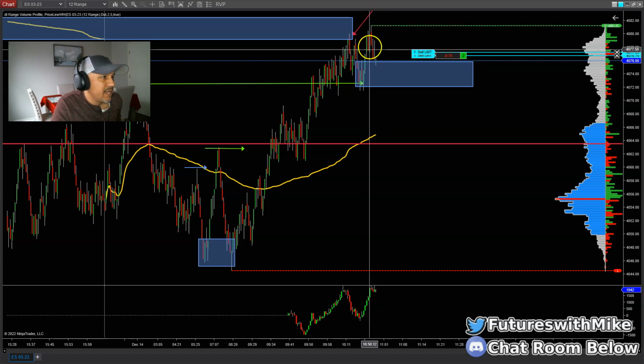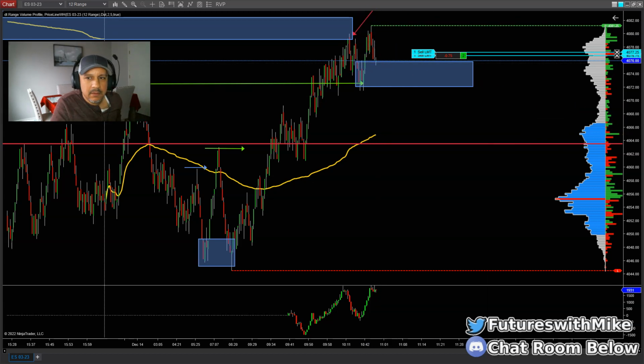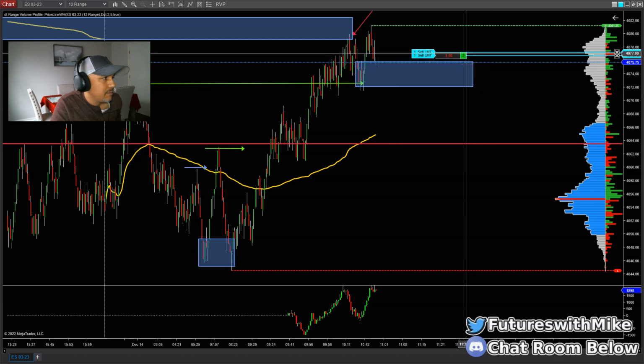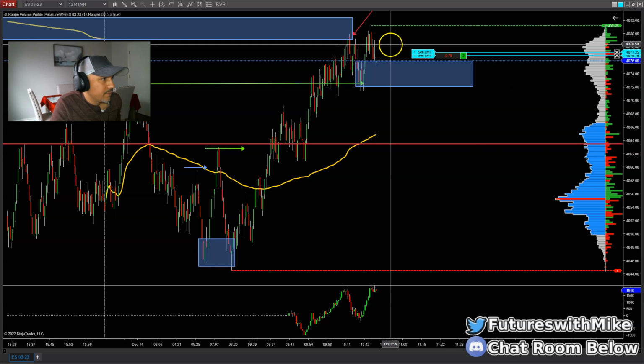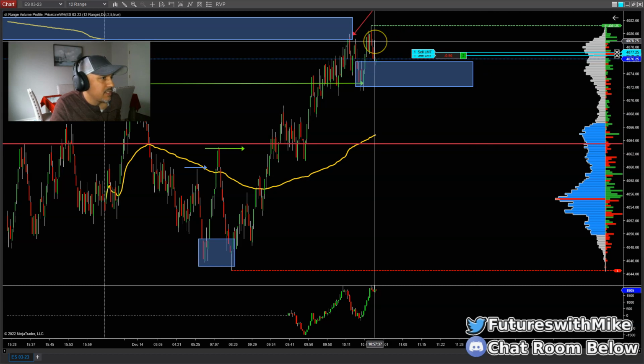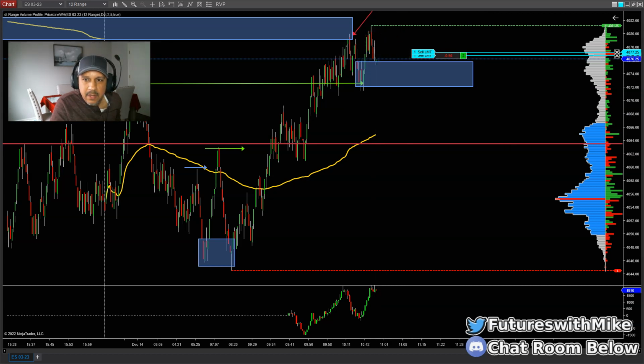It broke structure back to the downside when it came down, so I shouldn't have taken that trade there. See if I can get out of this trade real quick. Trying to cover my trade here. Yeah, this is the area price could reject. I don't know what I was thinking there. Bad trade on my part.